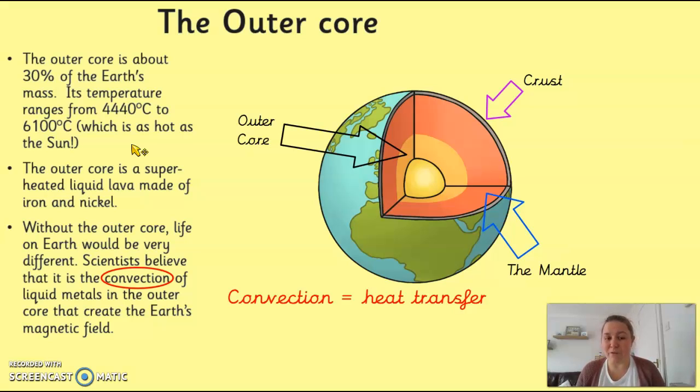We have a magnetic field on Earth, and scientists believe that it is the convection, which means heat transfer, between the liquid metals in this outer core that keeps our magnetic field going, which keeps us where we are in space and keeps life as we know it ticking along. So that's the outer core. That is the orange rim here on our diagram.